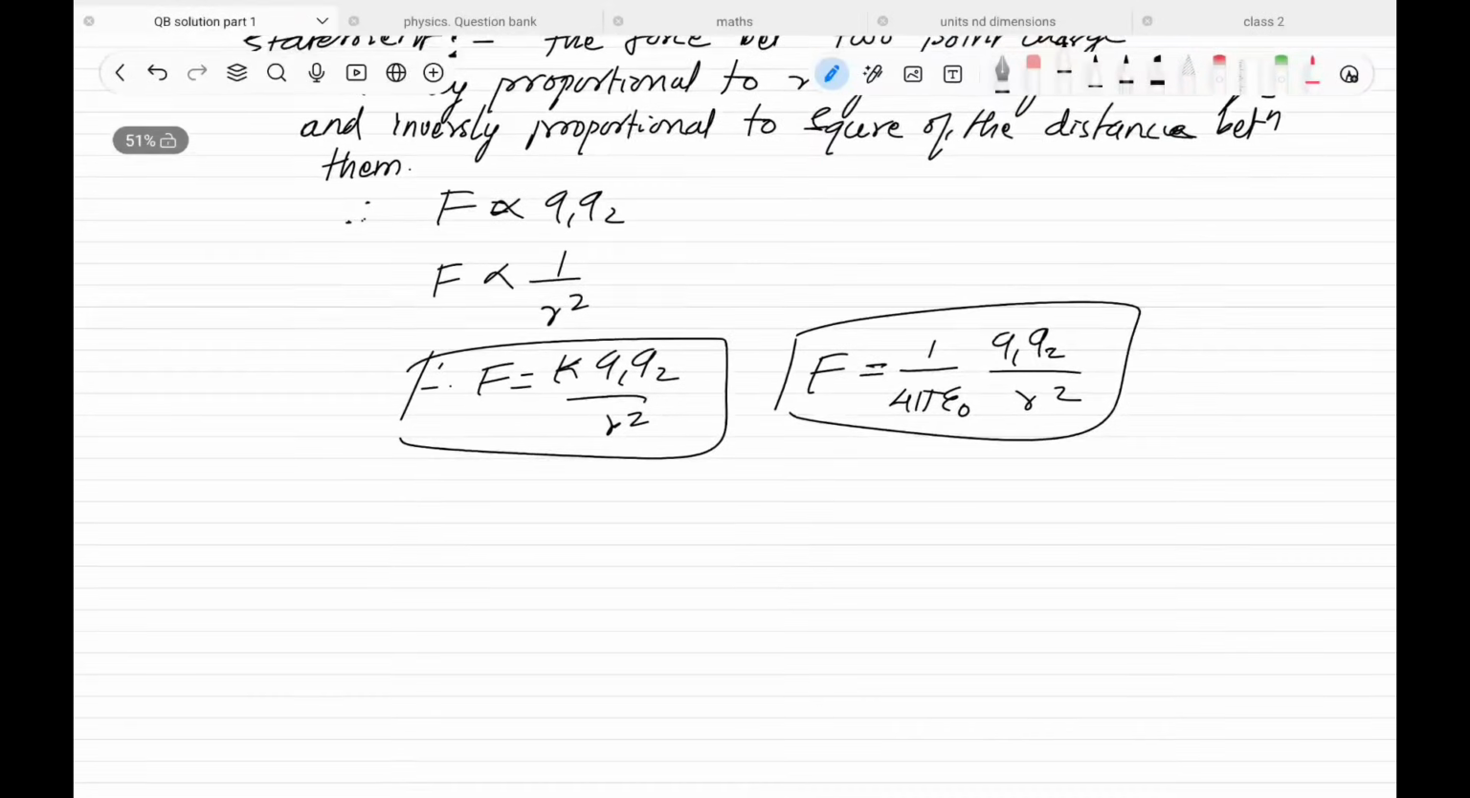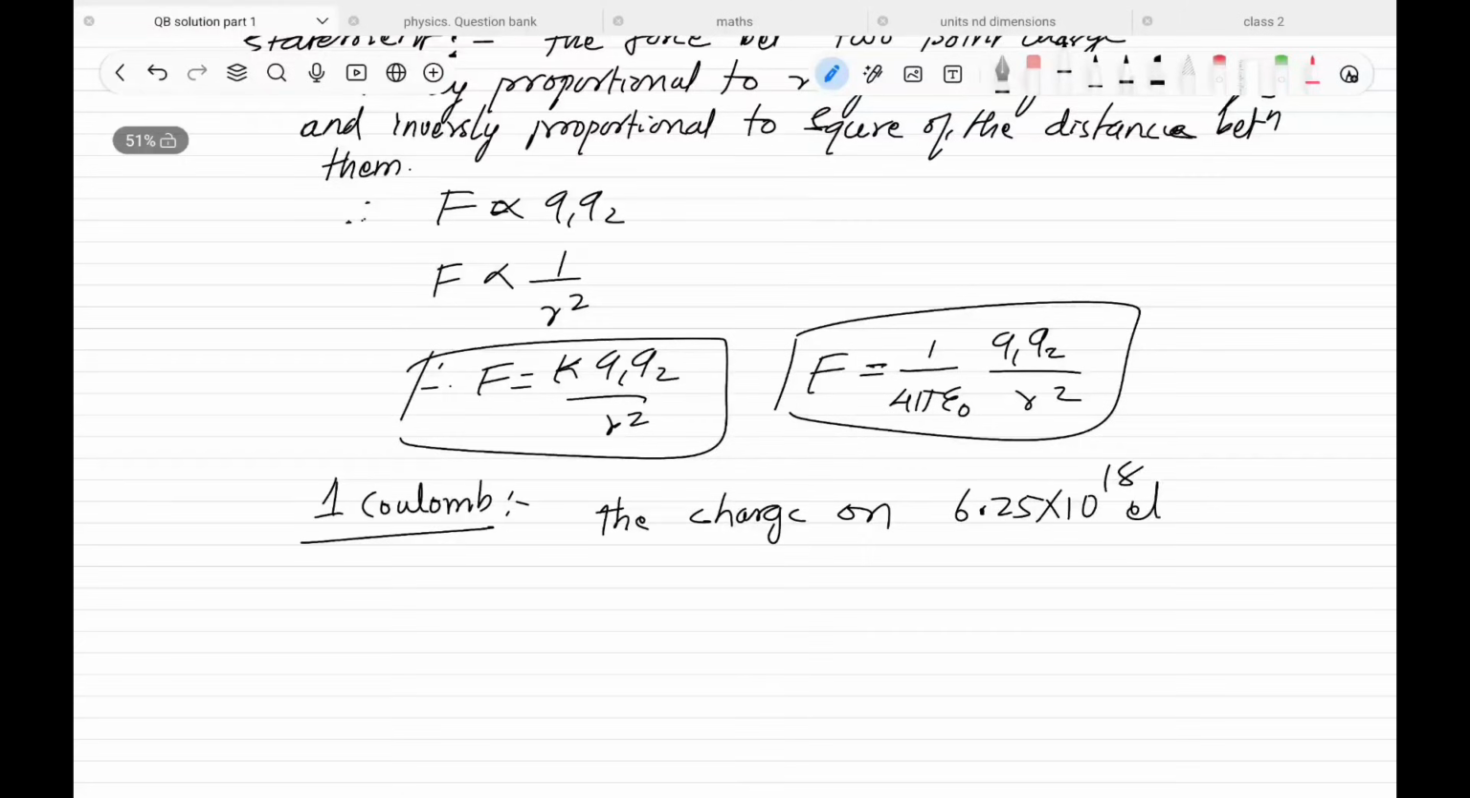Next, the second question is define 1 coulomb. The definition of 1 coulomb is asked. The charge on 6.25 into 10 to the power of 18 electrons is called 1 coulomb. You can write it this way. You can also write its definition in terms of force.